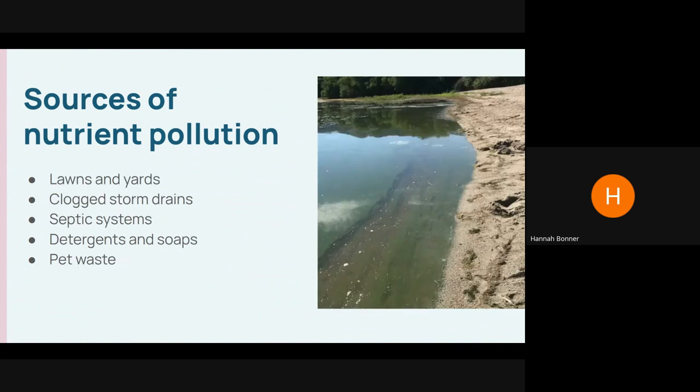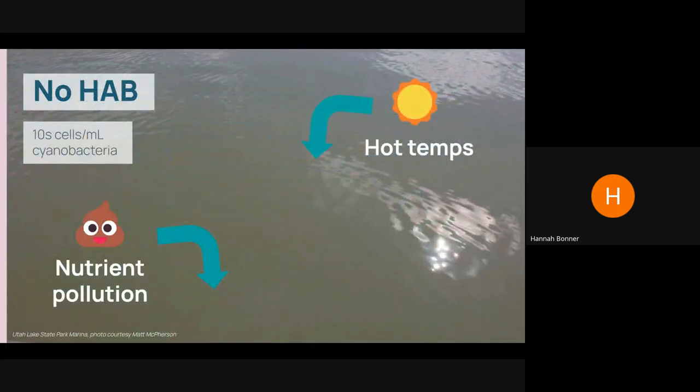There's also things we each do in our own individual lives that results in nutrients flowing downstream. For example, how much fertilizer you put on your yard or garden, clogged storm drains, if you have lots of leaves in your gutters, leaky septic systems, and even some products we use. Many detergents and soaps have high levels of phosphorus. And then even little things like not picking up pet waste. Again, all flows downstream and can elevate nutrients in whatever the nearest water body is. These things in combination really create ideal conditions for a harmful algal bloom to form.